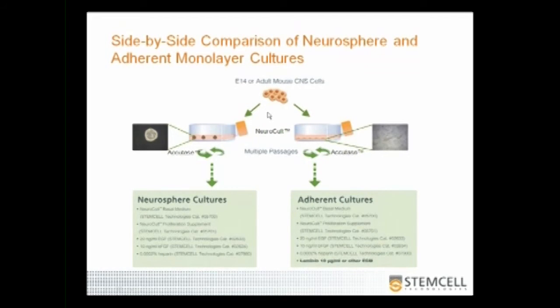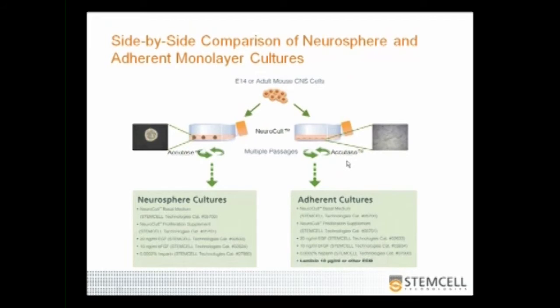We tested NeuroCult media in Neurosphere and adherent monolayer cultures for both embryonic day 14 and the adult mouse CNS cells. We compared the two cultures side by side. Single cells were seeded at specific densities in either uncoated flask or laminin-coated flask to generate adherent cultures. EGF, FGF, and heparin cofactor were included in the media, and in both cases Accutase was used to either dissociate the neurospheres or to detach the cells from the monolayer, from the flask.